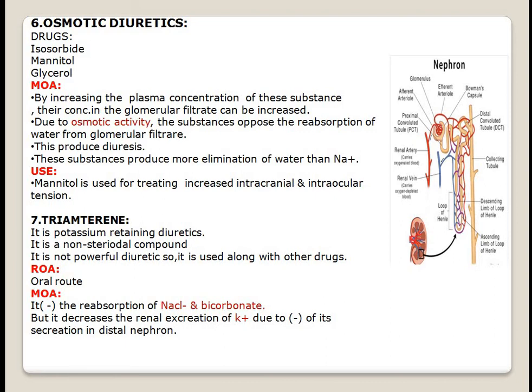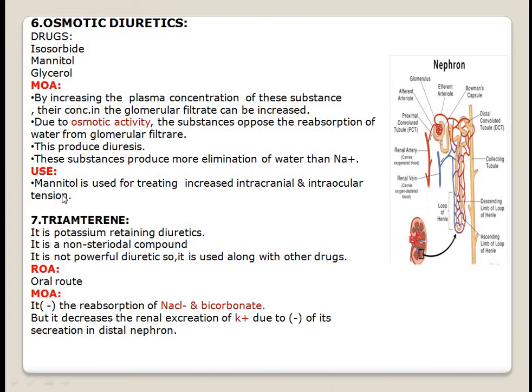They produce the diuresis, and in this condition there will be more elimination of water when compared to the sodium. In other drugs like furosemide and thiazide, there will be the loss of sodium, potassium, chlorine, bicarbonate. But in this osmotic condition, there will be the elimination of water compared to the sodium.